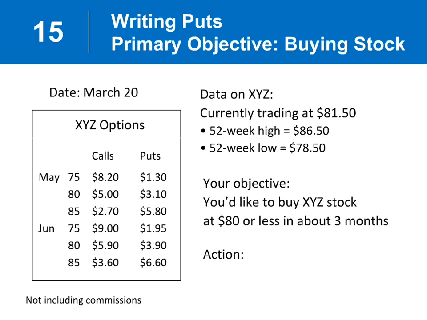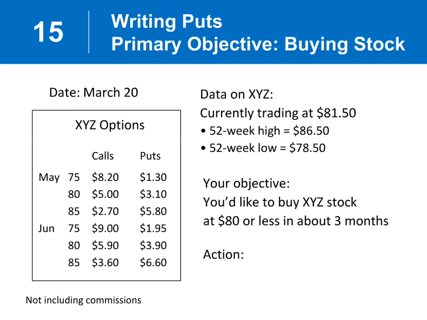Let's get to an example. It's March 20th. XYZ, our favorite stock, currently trading at $81.50. Look at that 52-week range. Not too volatile. We've got a low of 78.50 and a high of 76.50.